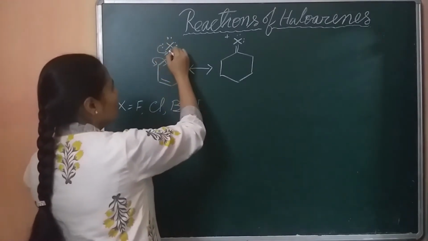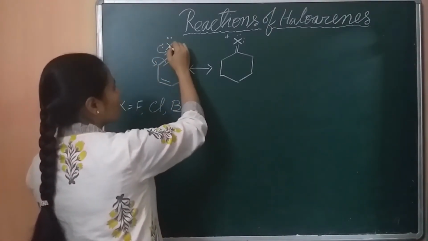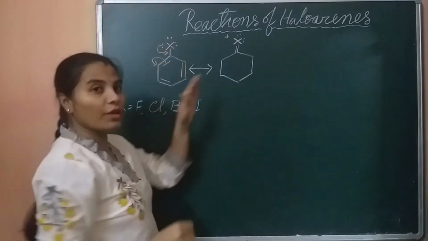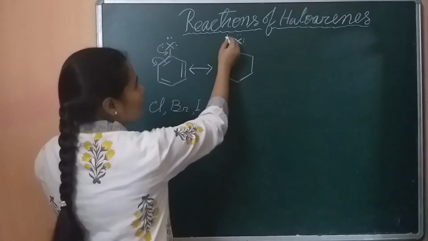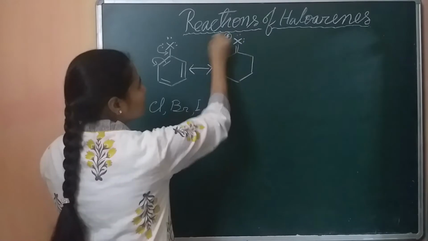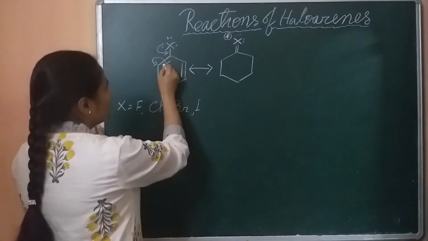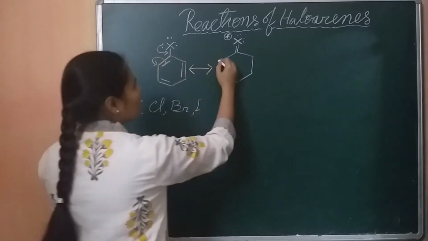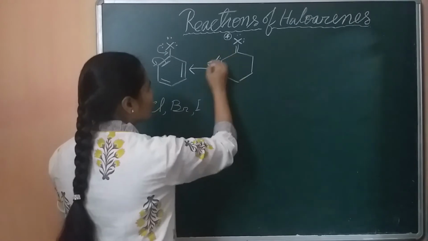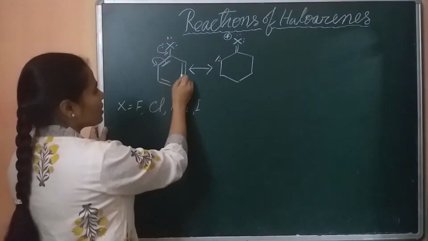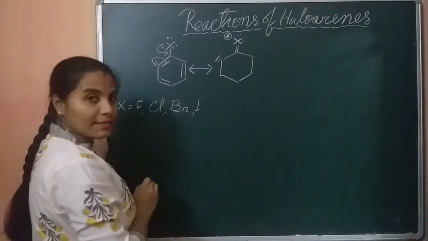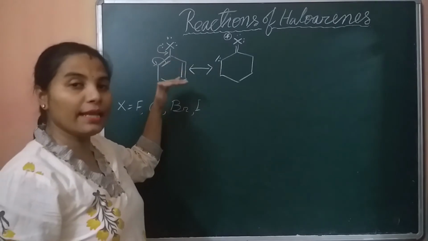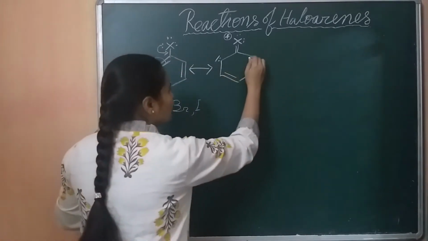The lone pair on the halogen will remain as a pi bond between the halogen and carbon, and since it has donated its lone pair, the halogen will carry a positive charge. Next, this pi bond becomes the lone pair of electrons at this carbon atom. And these two pi bonds are untouched, so they will remain as they are.